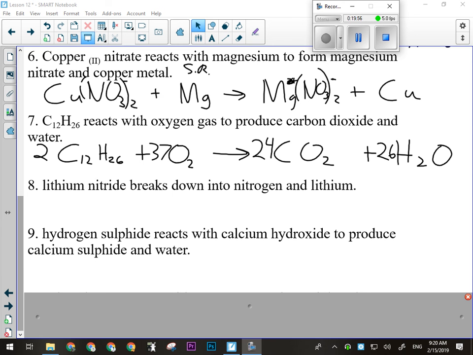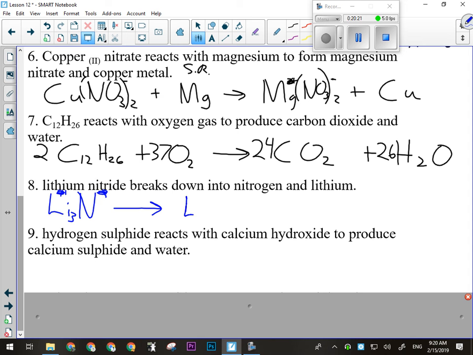Okay, let's have a look at number 8. So for number 8, I have lithium nitride. So that'll be Li with N. Lithium's a +1, nitrogen's a -3, so that'll look like this, Li3N. And it says it's breaking down. So there's nothing it's reacting with, it's just doing what? This is what kind of reaction? It's decomposition, so it's decomposing.